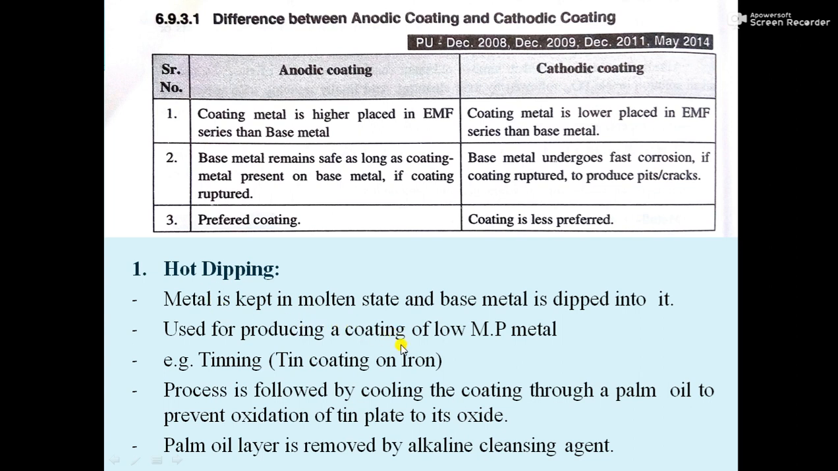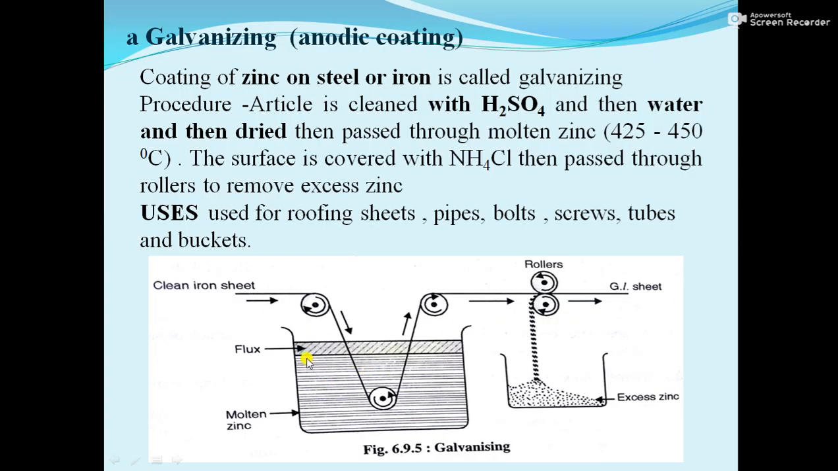The process is carried out by immersing the clean base metal in a bath of the molten coating metal, for coating of zinc on iron, for coating of tin on iron. If we are talking about galvanizing, this is anodic coating. So coating of zinc on steel is called galvanization.